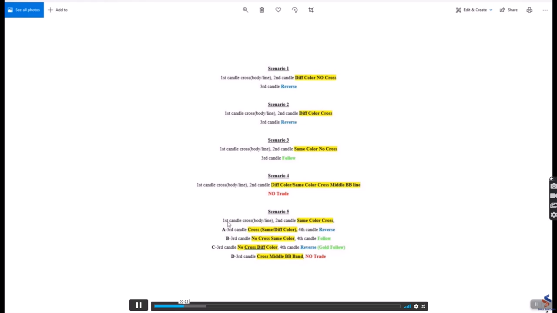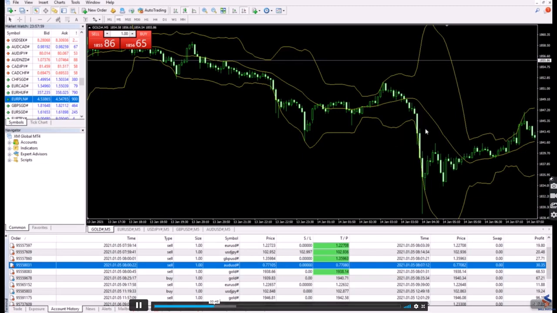Okay, so scenario 5 is where the first candle crosses and the second candle crosses, but both are the same color. Then it comes to your third candle. We'll focus on scenario 5 right now, where the third candle crosses, and it's either the same color or a different color, it doesn't matter. Fourth candle reverses. Alright, I'll show you some examples right now. First candle crosses, second candle crosses, but must be the same color. Then it is valid for scenario 5.